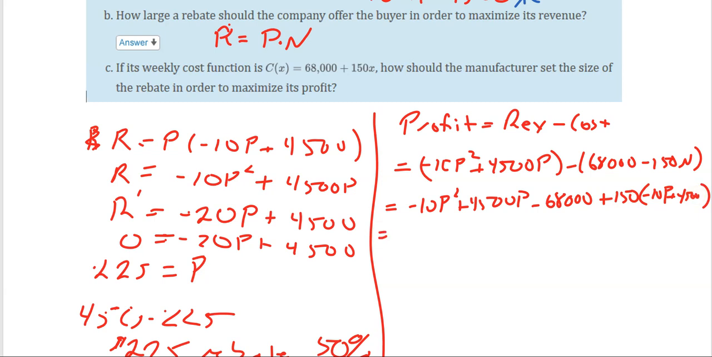Ooh, I need more space. I can't write this small. Did not plan this out very well, did I, folks? Minus 1,500p. And then 4,500 times 150 is 675,000.